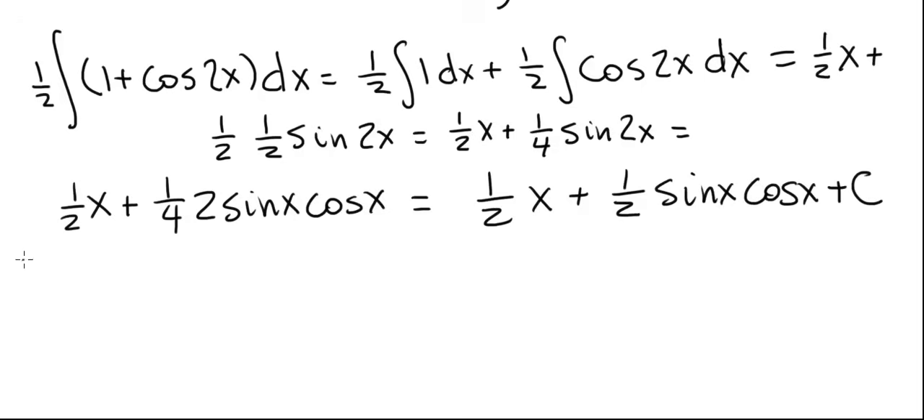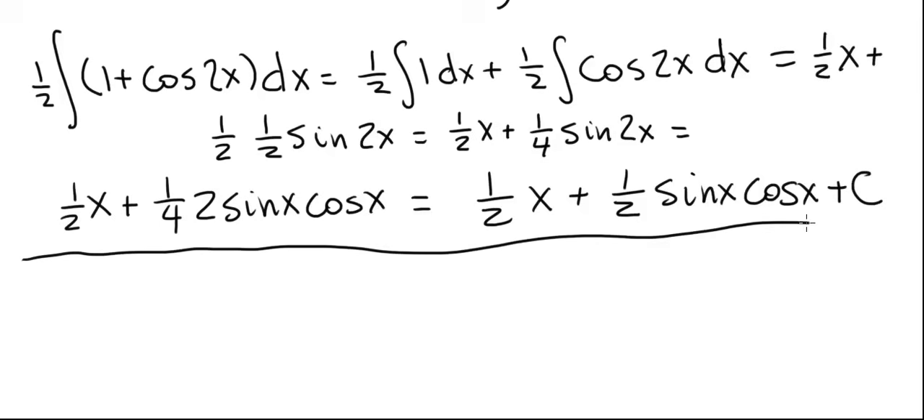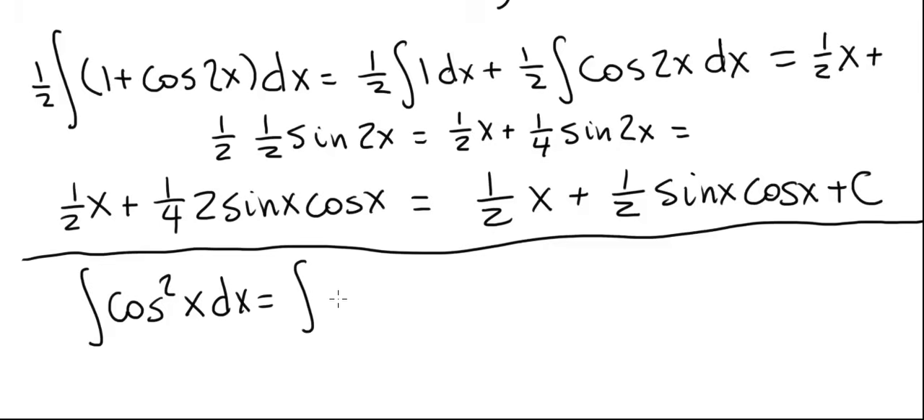Now, since we know integration by parts, we can evaluate this integral also by using integration by parts. So let's do that. This is the integral of cosine squared x. We'll write it as the integral of cosine x times cosine x.